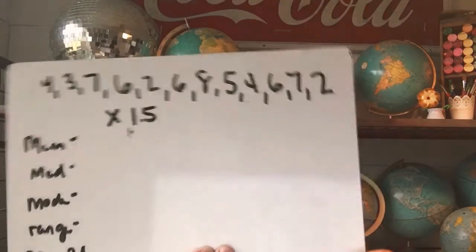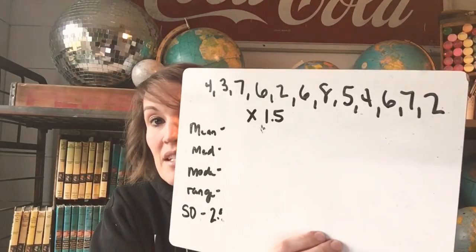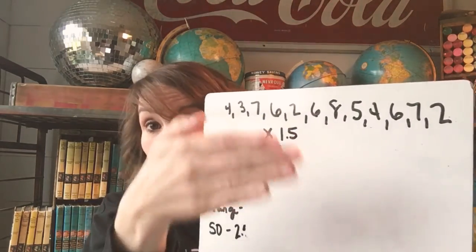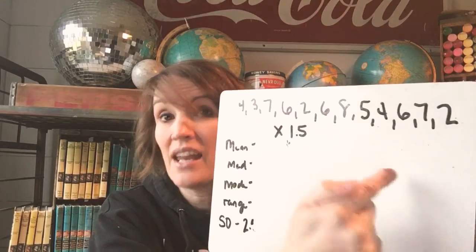Okay, let's look at what happens when you multiply. Let's take this set of data. Let's take 4, 3, 7, 6, 2, 6, 8, 5, 4, 6, 7, 2. And we want to multiply this data by 1.5 and see what happens. So step 1 is to find the mean, median, mode, range, standard deviation of the first set of data. Again, that would take forever and that would be a forever long video. Go back and watch those.